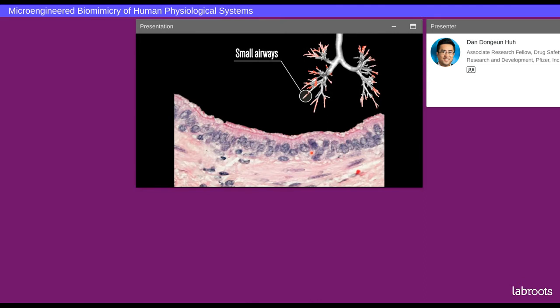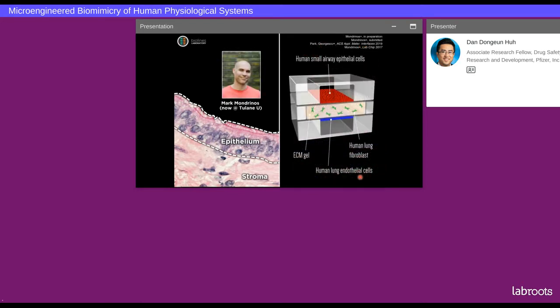So for those who are new to this, this is what human small airway tissue typically looks like. The tissue consists of the columnar epithelium supported by this stroma containing stromal cells like fibroblasts, interstitial macrophages, and also blood vessels. So to mimic this multi-layered architecture, we came up with this multi-layered microfluidic device consisting of 5 layers. This is work done by Mark Mandrinas, who is now a professor at Tulane University.